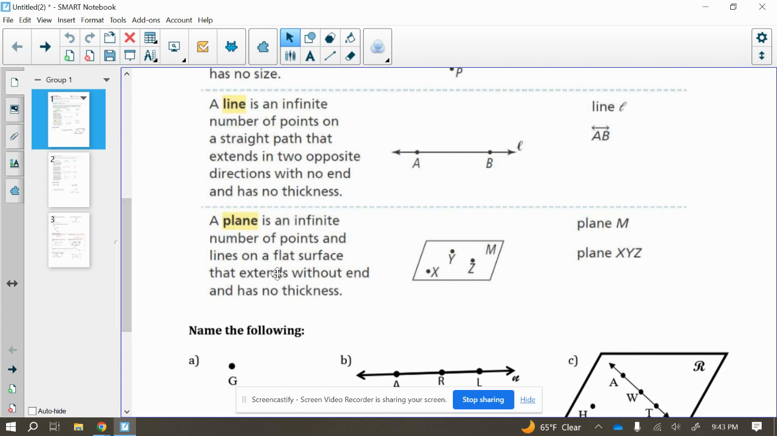Last but not least, we have a plane. I like to think about the plane being like your desktop. It is the infinite number of points and lines on a flat surface. So again, I like to think about your piece of paper is on your plane on your desk.